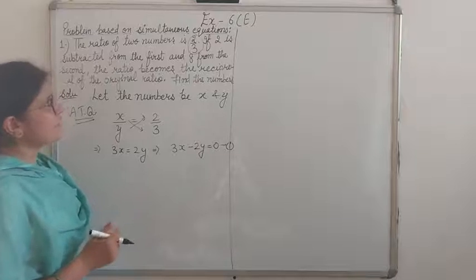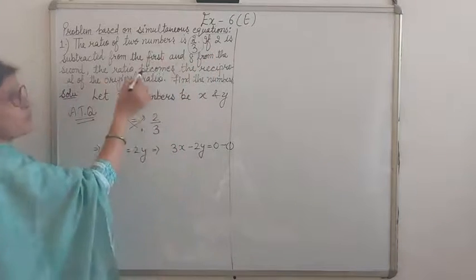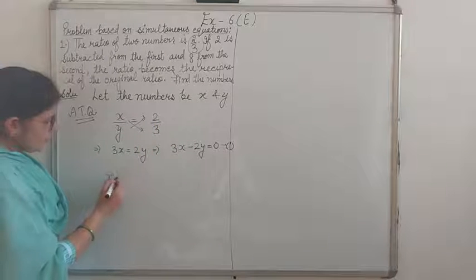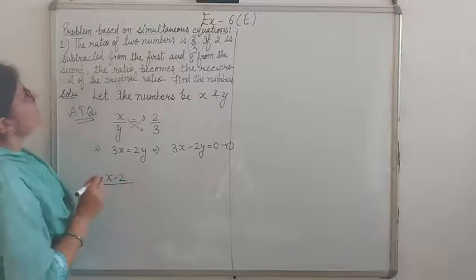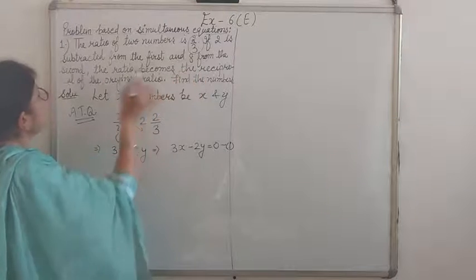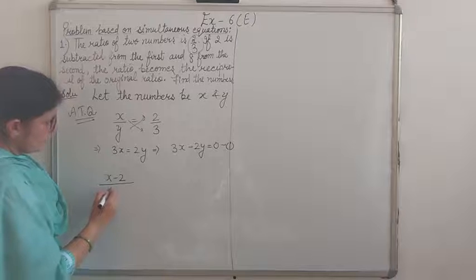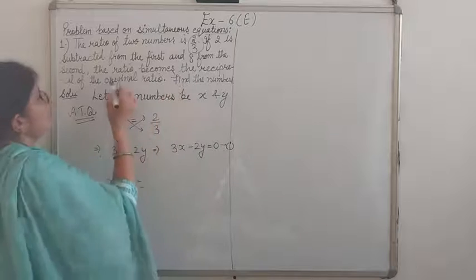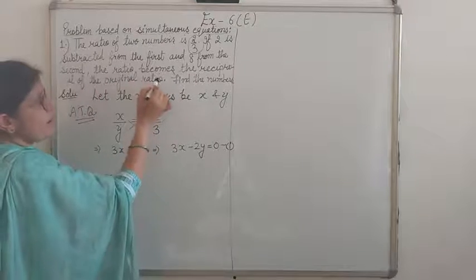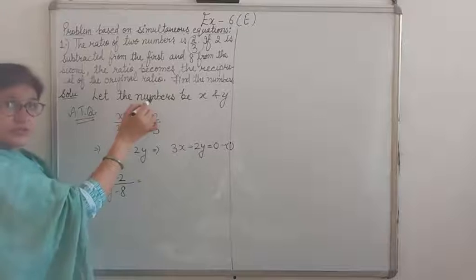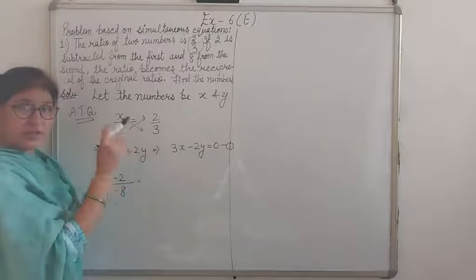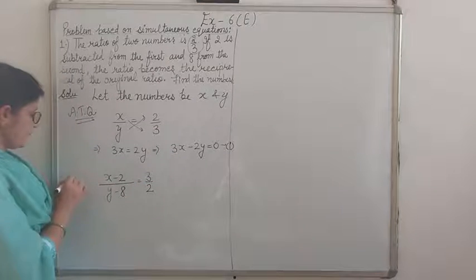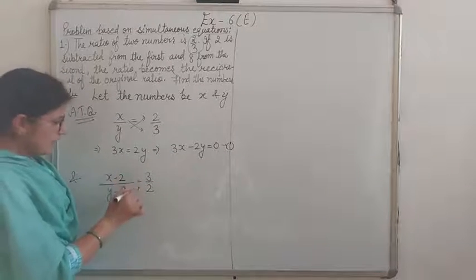Now what is said for the next? If 2 is subtracted from the first, what is the first number? x. 2 is subtracted, x minus 2, over 8 from the second, y minus 8. Then what? The ratio becomes the reciprocal of the original ratio. What is the original ratio? 2/3. Its reciprocal is 3/2. Okay. Now cross multiplication.